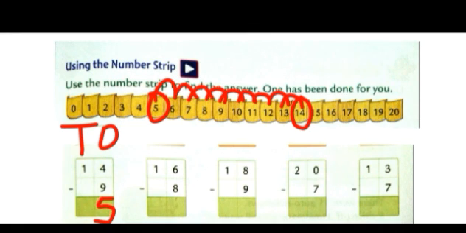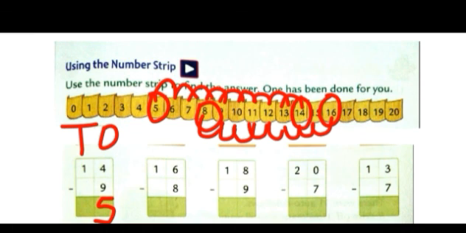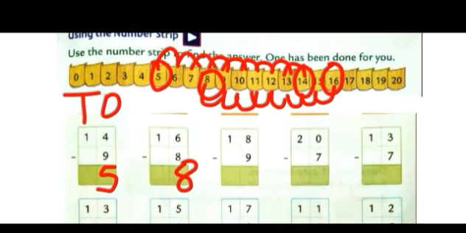16 minus 8. First we will mark 16 on the number strip, and we will move back 8 places starting from 16. 1, 2, 3, 4, 5, 6, 7, 8. So we got 8. That means 16 minus 8 is 8. When we get a single digit number, we should always write it under the ones column only. So now scholars, try to do the remaining sums as homework.